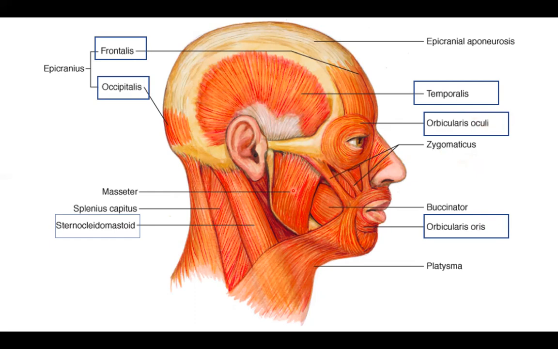You have a large muscle on the side of your face called the masseter. This is basically what helps you move your jaw during the chewing action. And then you have one muscle that starts from a bone behind your ear called the mastoid process. It goes down, and you don't see it from this view, but it connects to the sternum and the clavicle bone. So the name of this muscle is sternocleidomastoid.